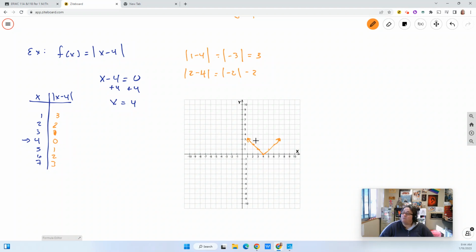So what you could see is when we did something to that x value on the inside of the absolute value, our graph is going to shift left or right. Sometimes, though, we won't be adding to the inside of the absolute value. We'll be adding to the outside of the absolute value. And I want you to kind of see what that looks like as well.